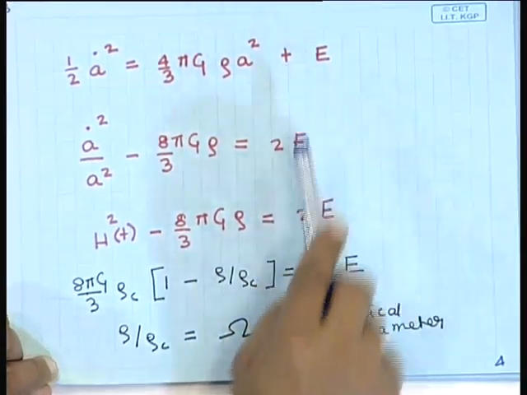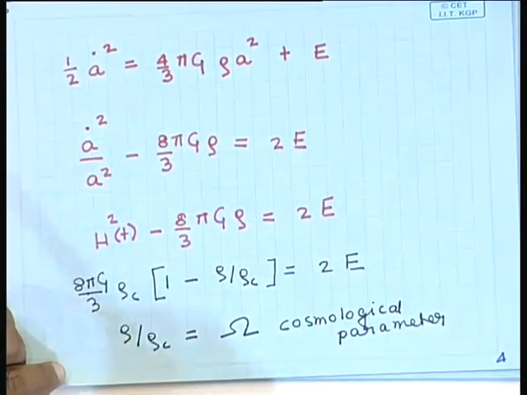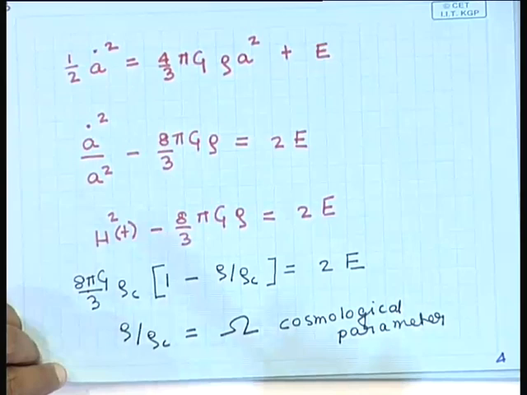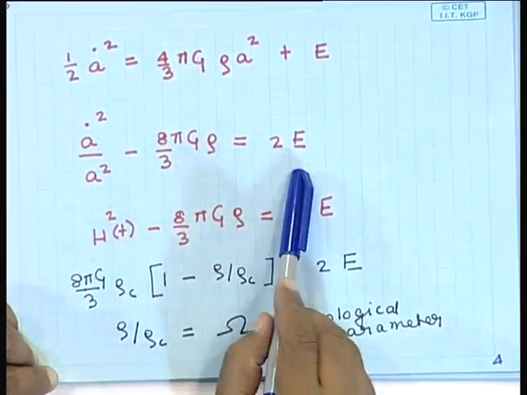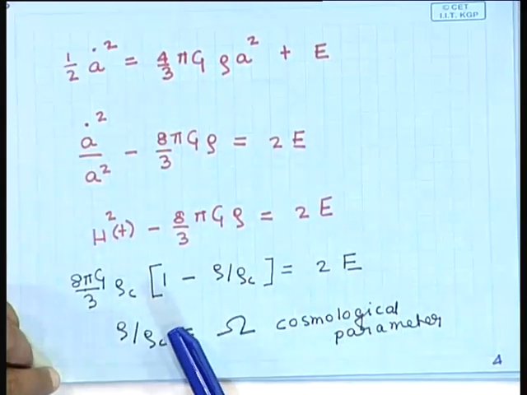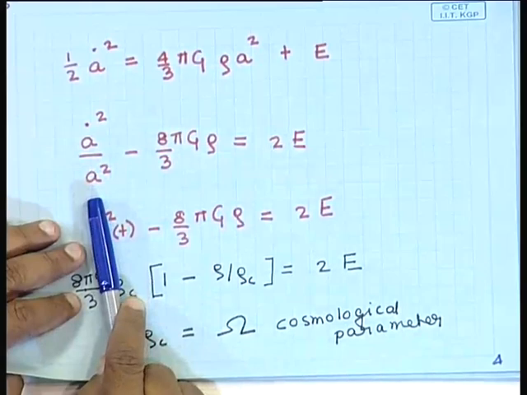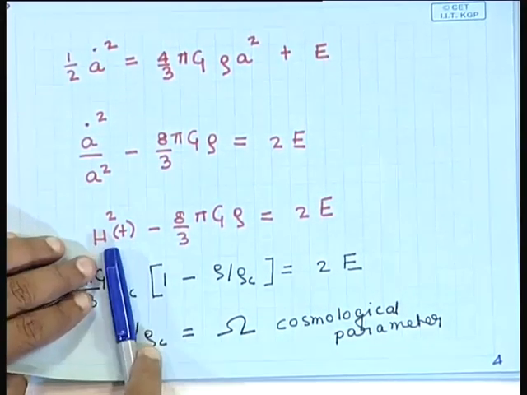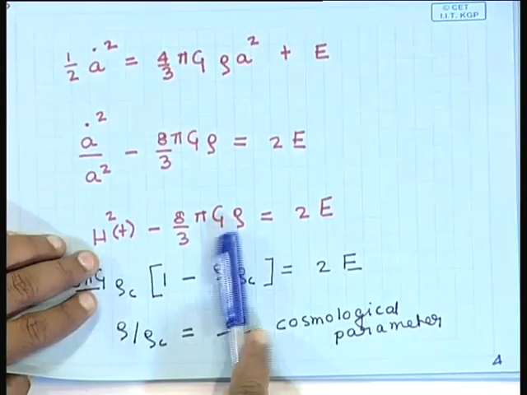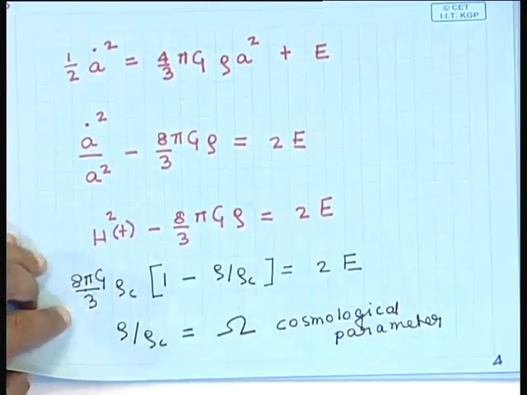So, next we had discussed how you can observationally determine the value of E, in principle at least, a possibility. This possibility though is not feasible to realize. So, what you could do is divide this whole thing by a square and multiply by 2. So, you get an equation which has the Hubble parameter square over here, the density over here, and the constant E over here.